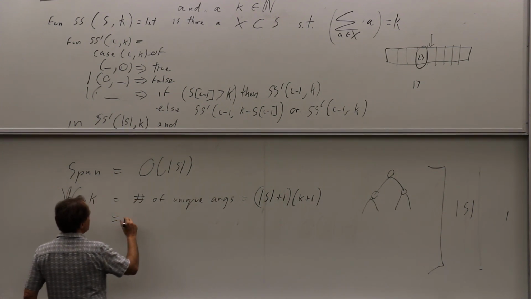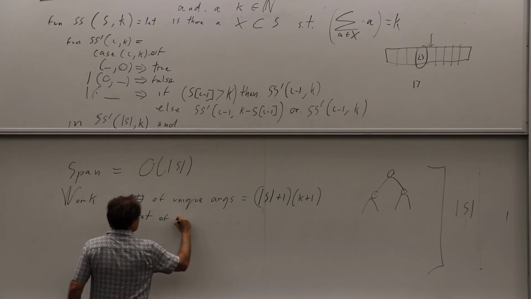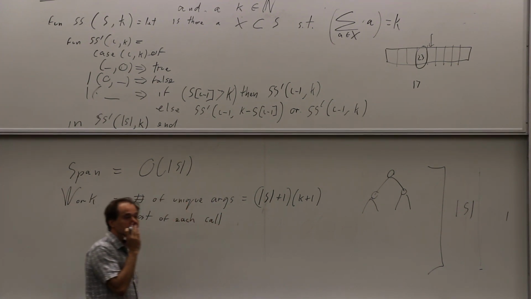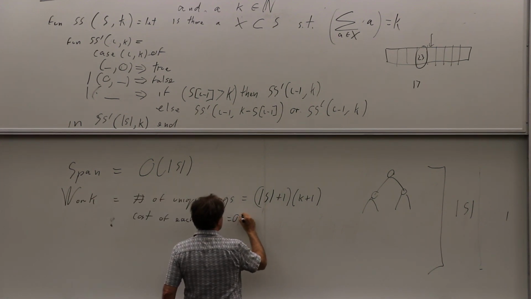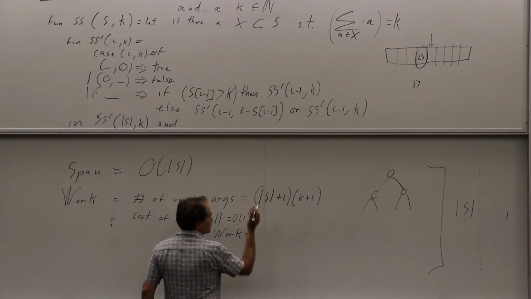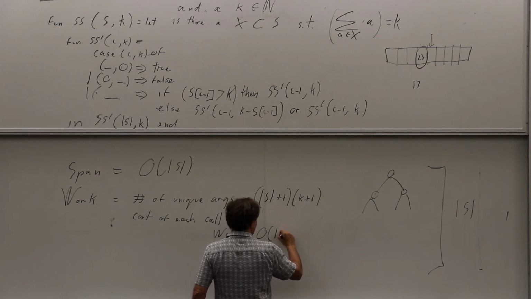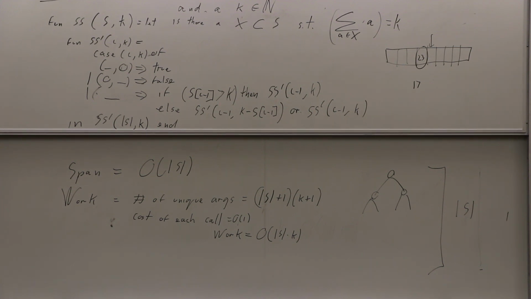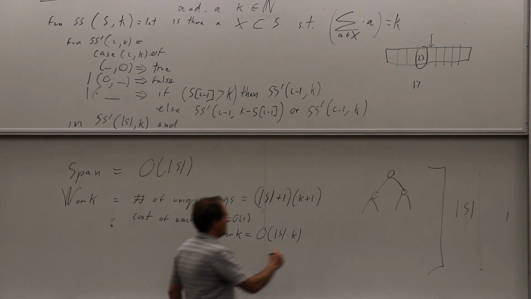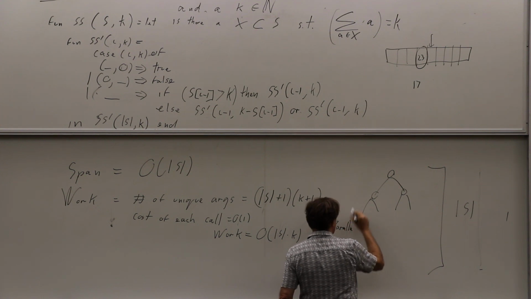And the cost of each call, again, not including the recursive part, is order 1 because, once again, we have a few conditionals, a few comparisons, a minus and an or, not much else. So the work is the product of those two, which is order size of S times K. So what's the parallelism? Because it's work divided by the span, the parallelism is K. So that's about how many processes we could make use of.